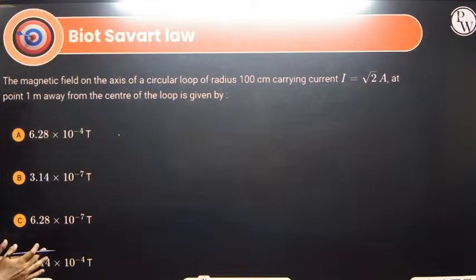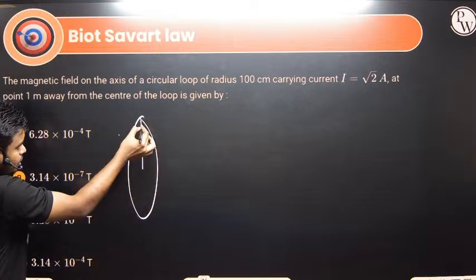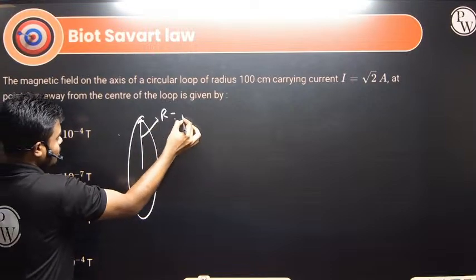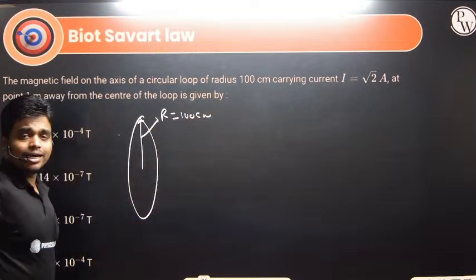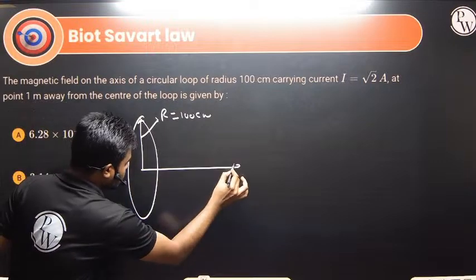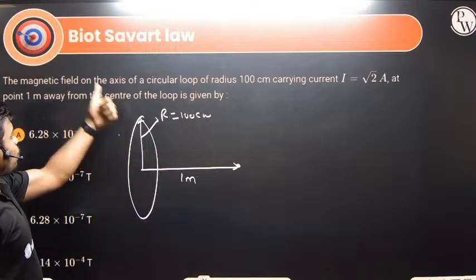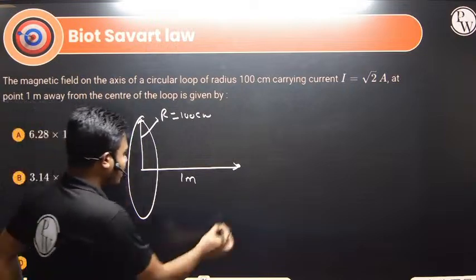The magnetic field on the axis of a circular loop of radius 100 centimeter. So on the axis of the circular loop of radius 100 centimeter, they have mentioned the radius of this particular wire, 100 centimeter, carrying a current of root 2 ampere, at a point 1 meter away from the center of the loop. So this particular point, how much distance? 1 meter away. They're asking what is the magnetic field at this particular point?